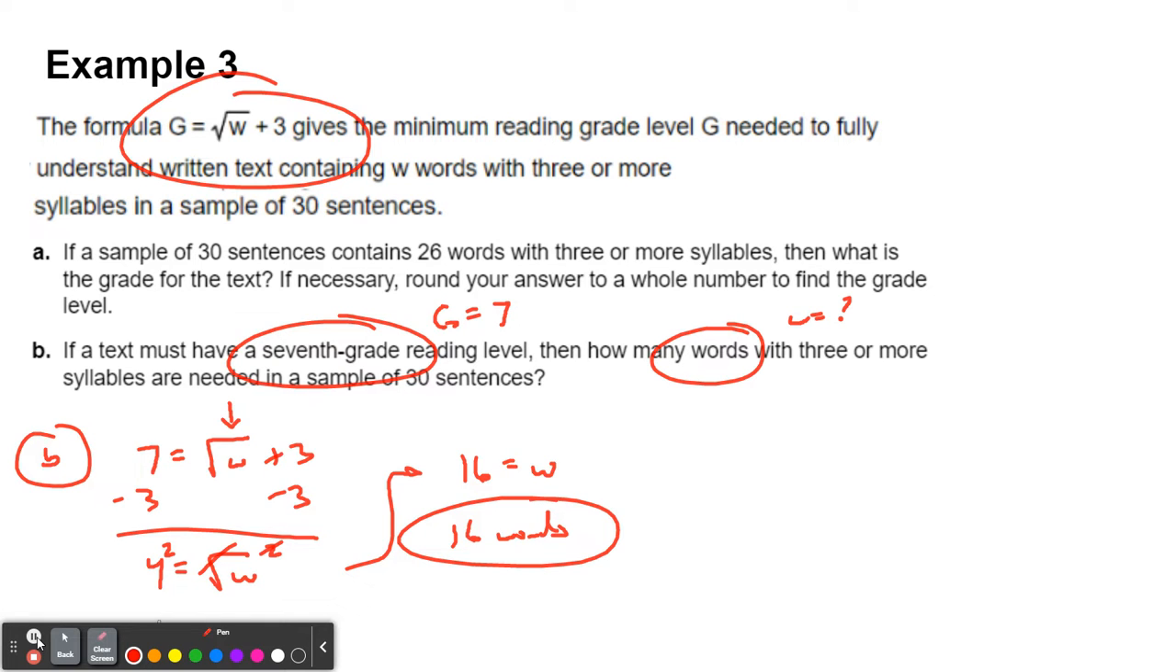Now, the other way to look at this is by using a system, right? So they gave us that g equals 7. So we could take this equation and split it into two equations. We could go y equals 7, and we could do y equals, I'm going to call it the square root of x plus 3. And we could graph this in Desmos. Now let me show you what it's going to look like before we do that, and then we'll get the real point.